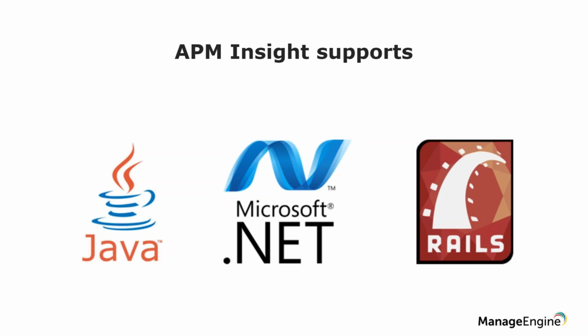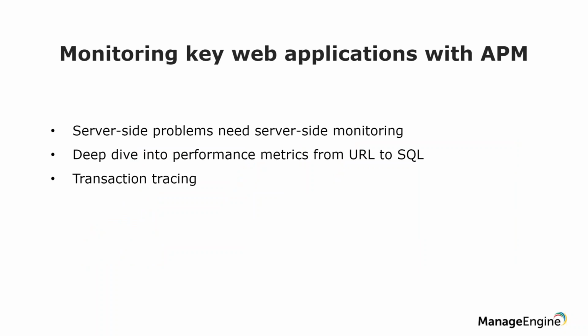With so many different metrics being produced by a wide range of business applications, how can one normalize performance and assemble information into something meaningful? It's a difficult task, right? So APM Insight offers visual representation of these performance metrics, starting from URL to SQL queries, AppDex score to measure user satisfaction, and transaction tracing.